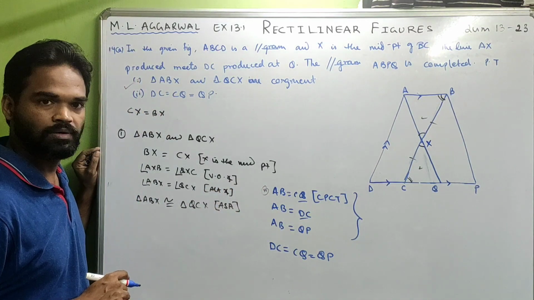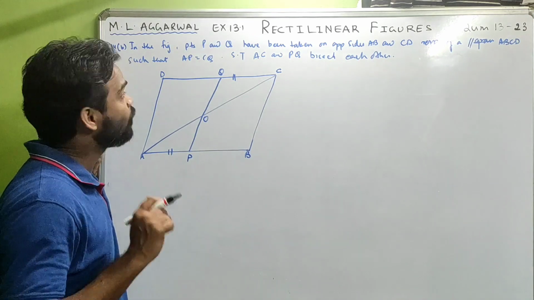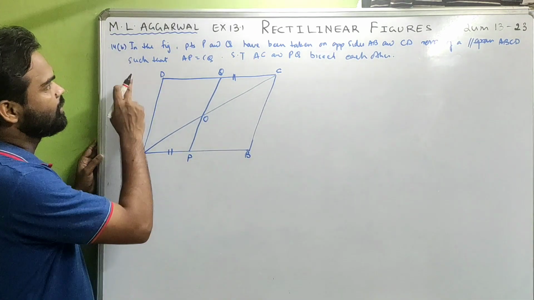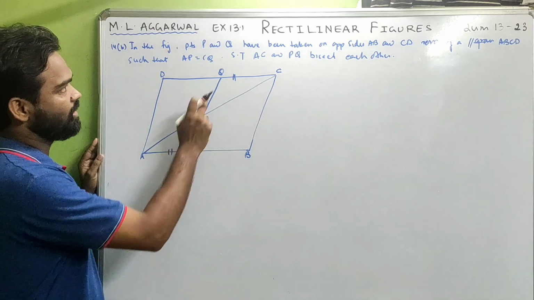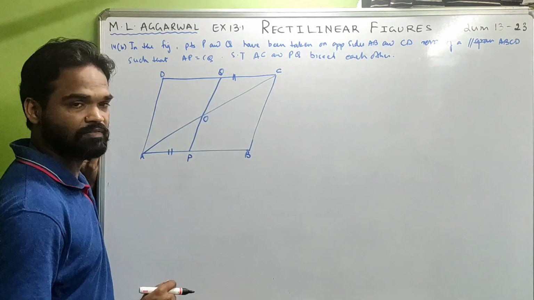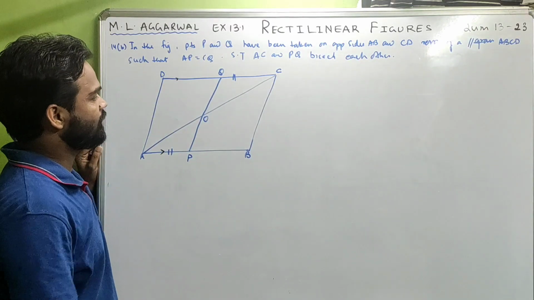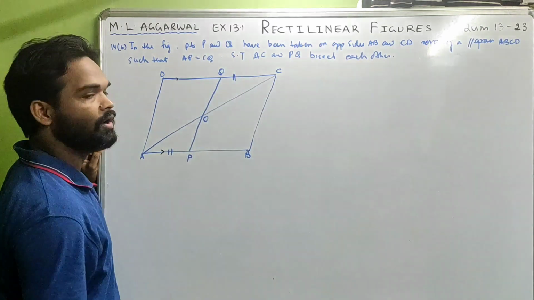Done. Now let us see the next sum. Now look at sum number 14, part B. Very easy. In the figure, points P and Q have been taken on opposite sides AB and CD respectively of a parallelogram ABCD such that AP and CQ are equal.